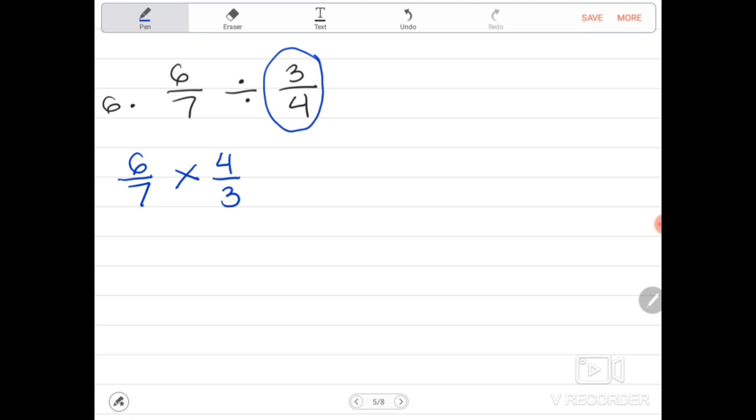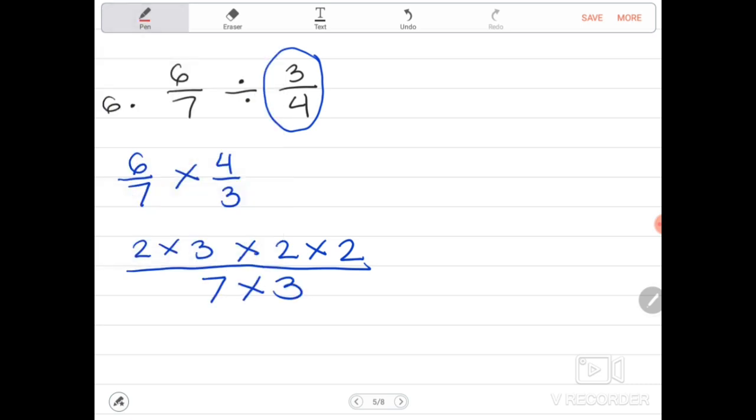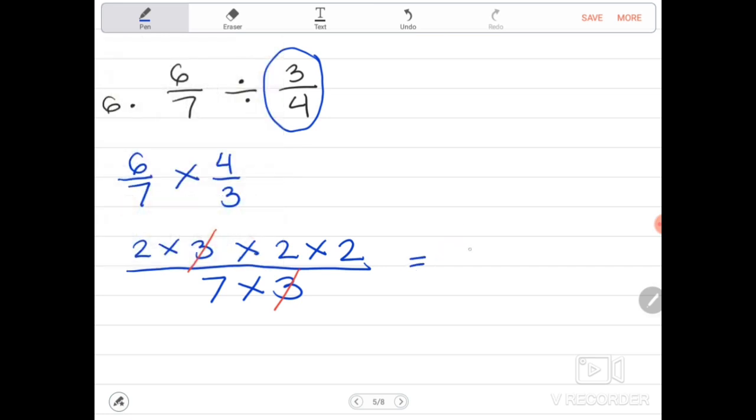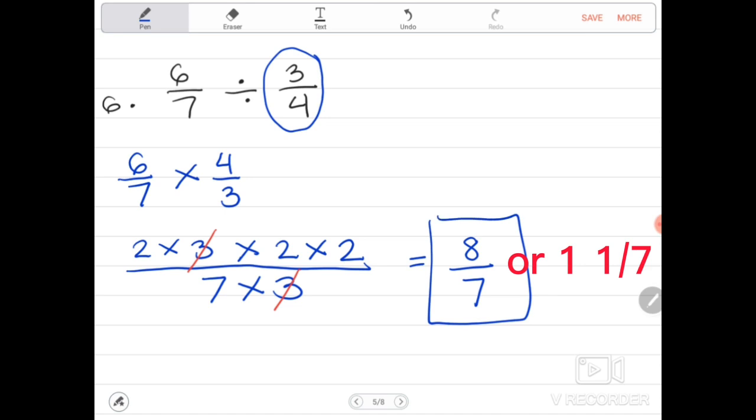Okay, then let us perform the indicated operation. So we have 6, it can be written as 2 times 3, then times 4, it can be written as 2 times 2, all over 7 times 3. Okay, so do we have similar terms? 3 cancelled. So now our final answer will be 2 times 2 times 2, that is 8 over 7. This will be our final answer.